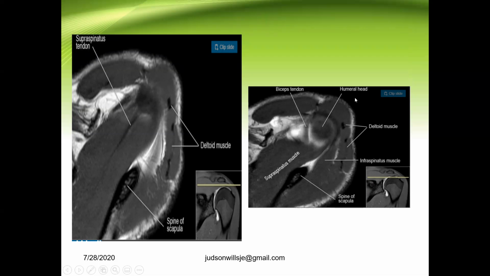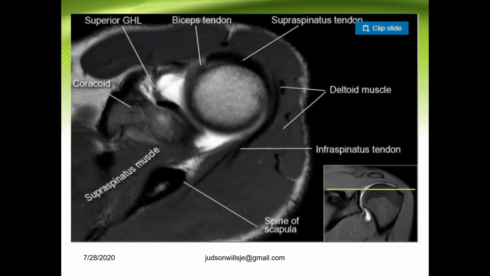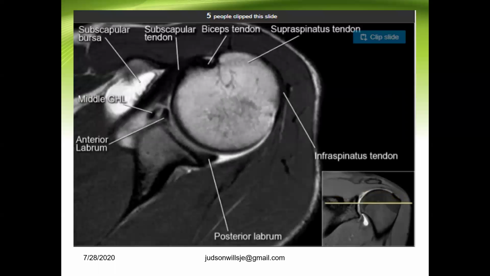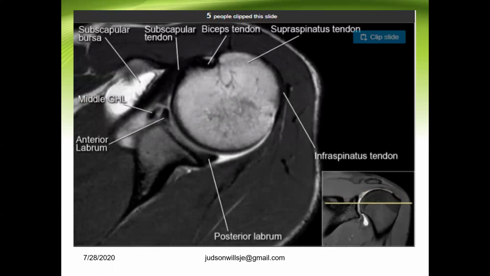And in this slice, you can see supraspinatus tendon, deltoid muscles, and spine of scapula. Like that, we will plan slices. In this slice, you can see biceps tendon, humeral head, deltoid muscle, infraspinatus muscles, spine of scapula, all the anatomical regions, and it continues and ends with this slice. Actually, this is the basic planning of axial joints of shoulder.